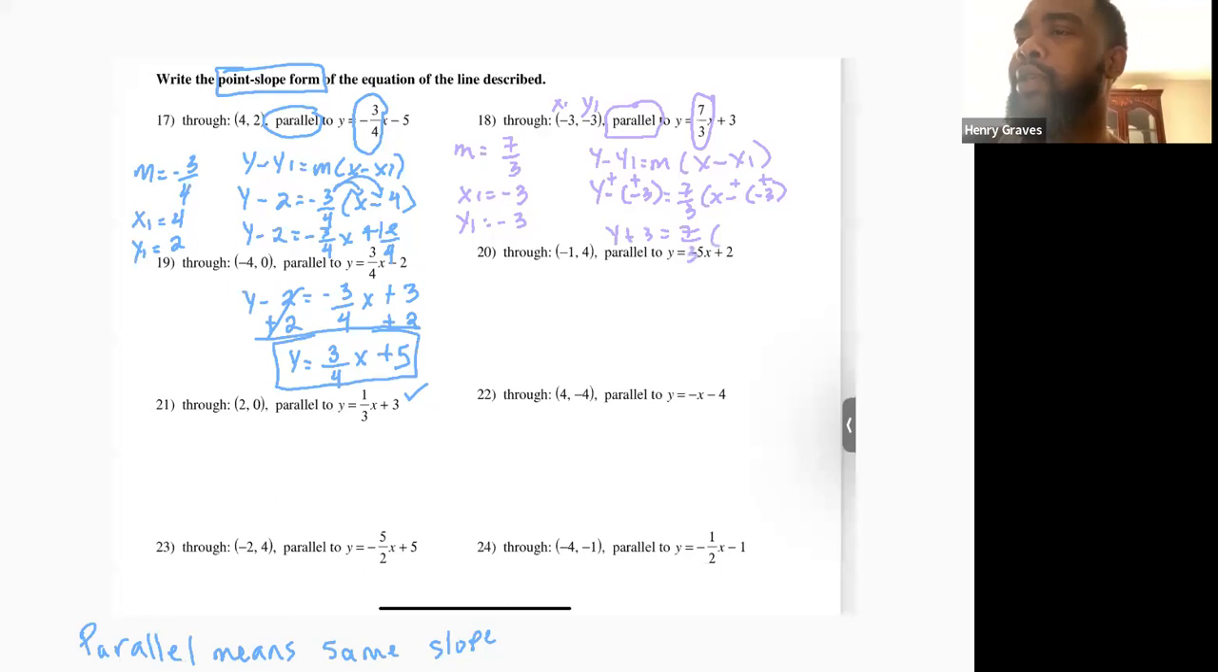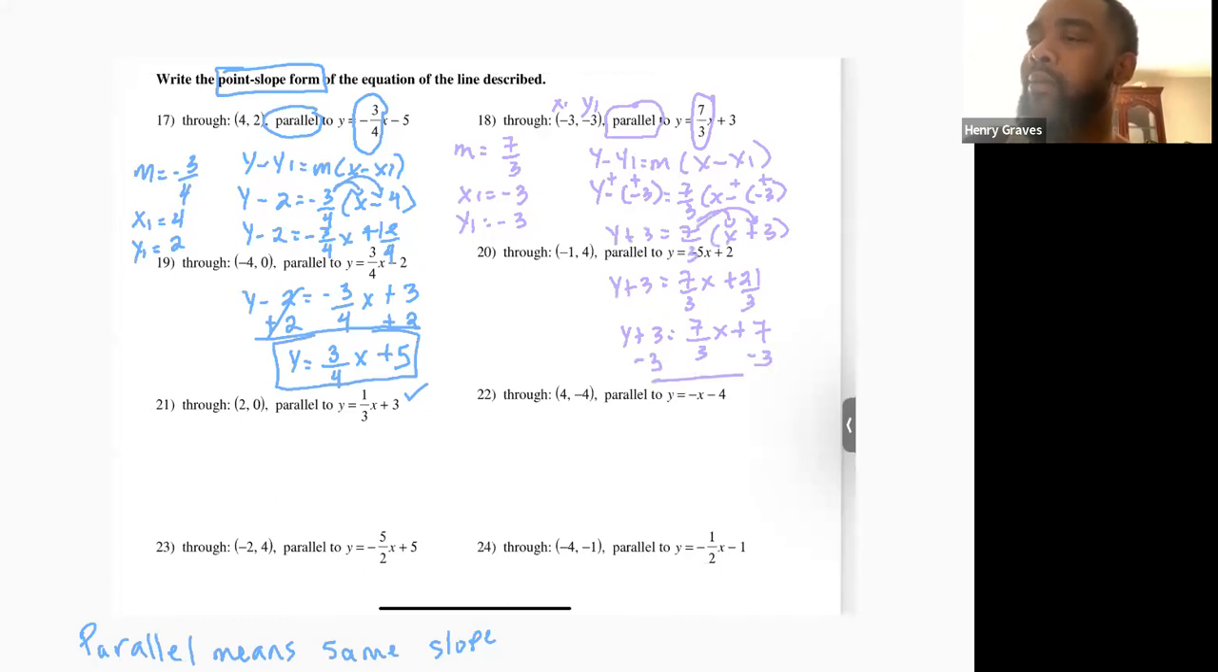So y plus 3 is going to equal, I distribute now, right? 7/3 times x is 7/3x. And when I multiply 7/3 times positive 3, I get a positive 21/3. So then 21 divided by 3 is 7. I subtract 3 on both sides. So y is equal to 7/3x plus 4. And we're done.